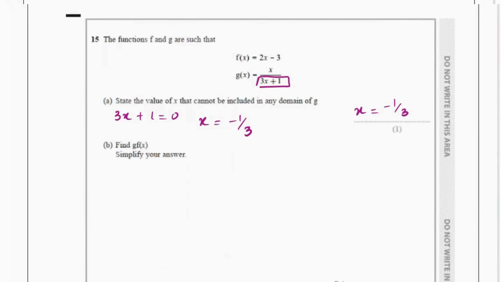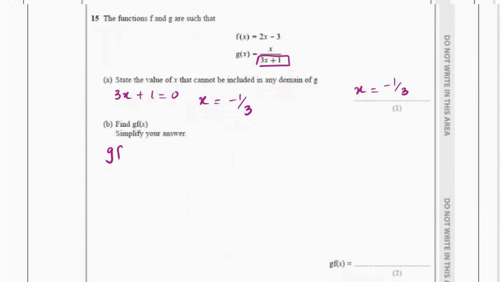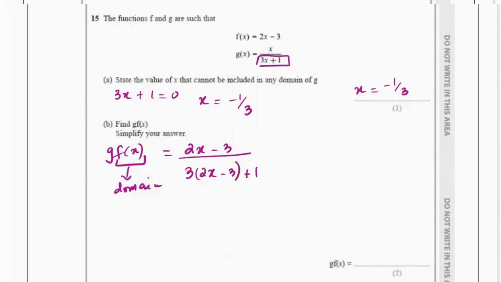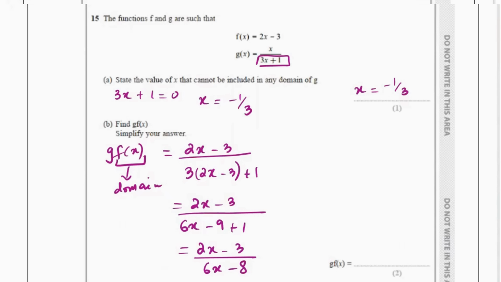Then they're asking us to find a composite function. g of f of x means that f of x will become the input of g of x. So wherever there is x in g of x, you replace it with f of x. So it becomes 2x minus 3 over 3 times 2x minus 3 plus 1. That is 2x minus 3 over 6x minus 9 plus 1, which is 2x minus 3 over 6x minus 8. That is your composite function g of f of x.